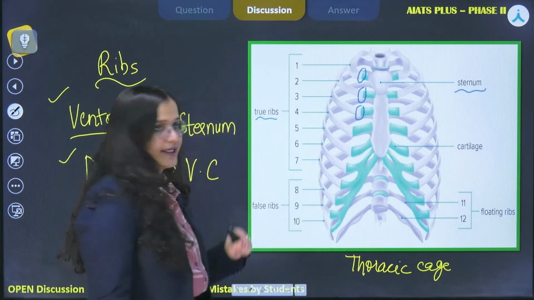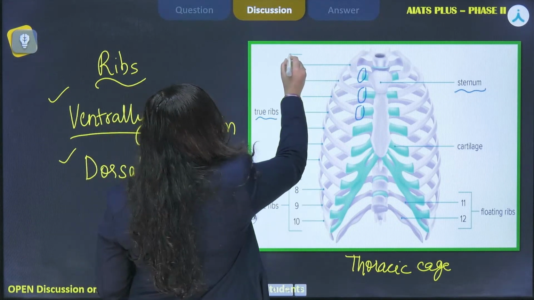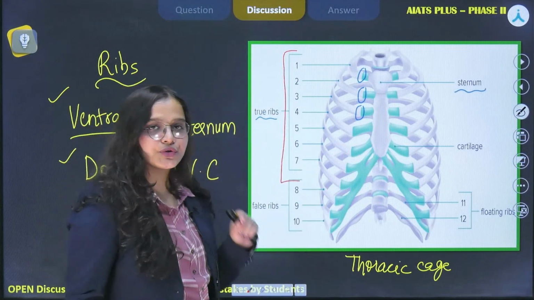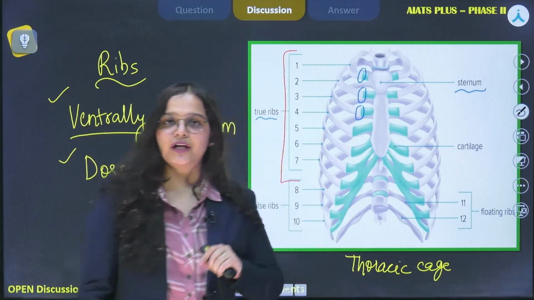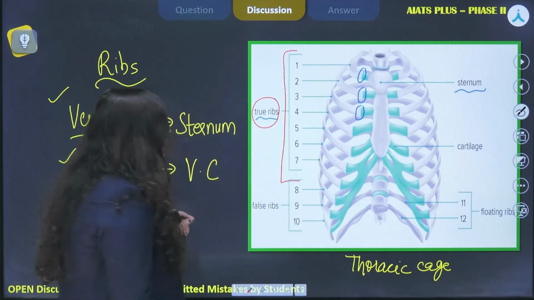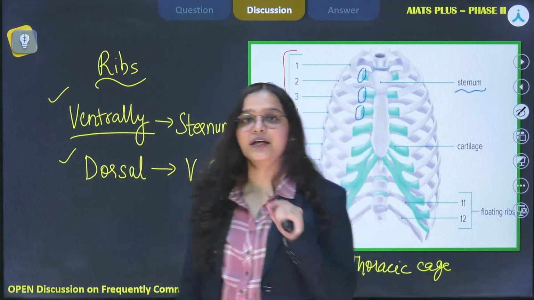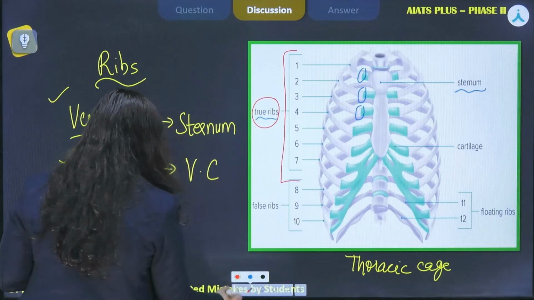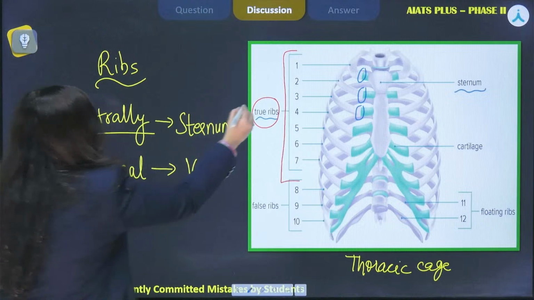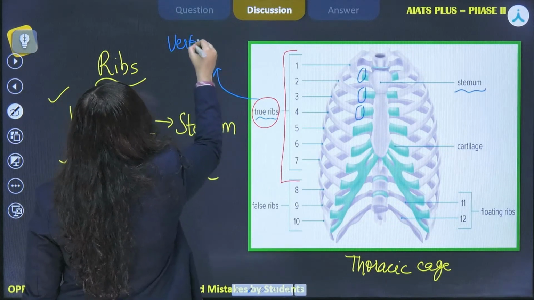In the figure we can see that we have 7 pairs of true ribs out of the 12 pairs. They are also said to be the vertebrosternal ribs.